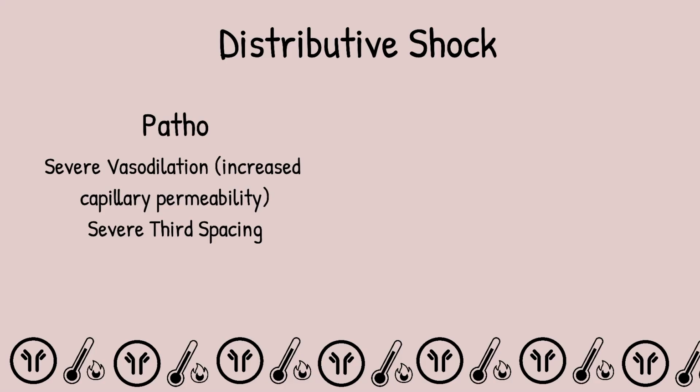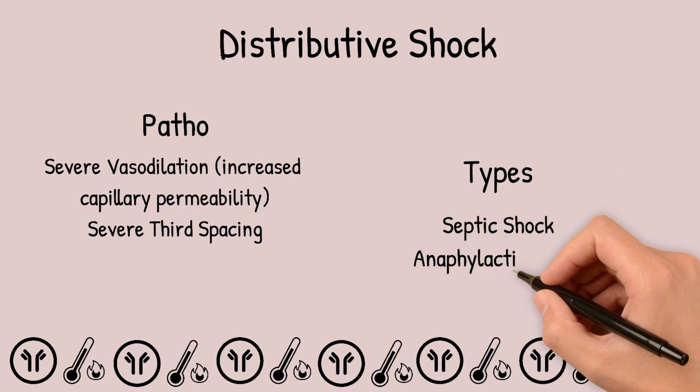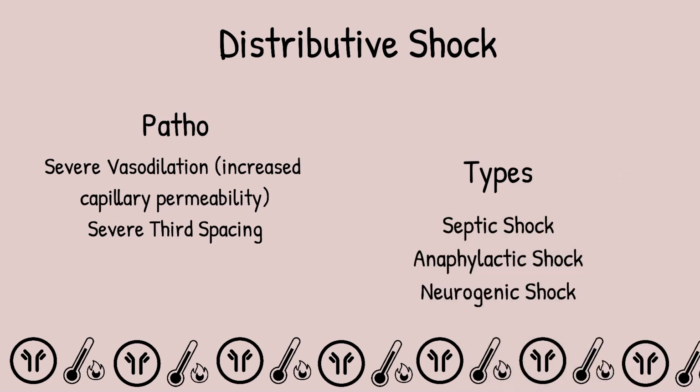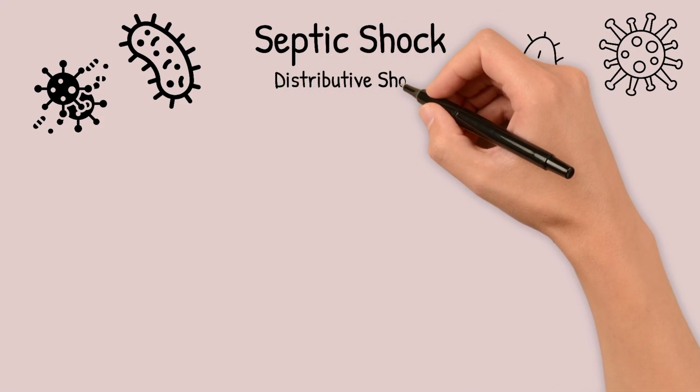So the 3 types of distributive shock include septic shock, anaphylactic shock, and neurogenic shock. And as you can tell, all 3 are very different in origin or causes, and we treat them differently as well. Let's start with septic shock. Septic shock is a dysregulated immune response to an infection.